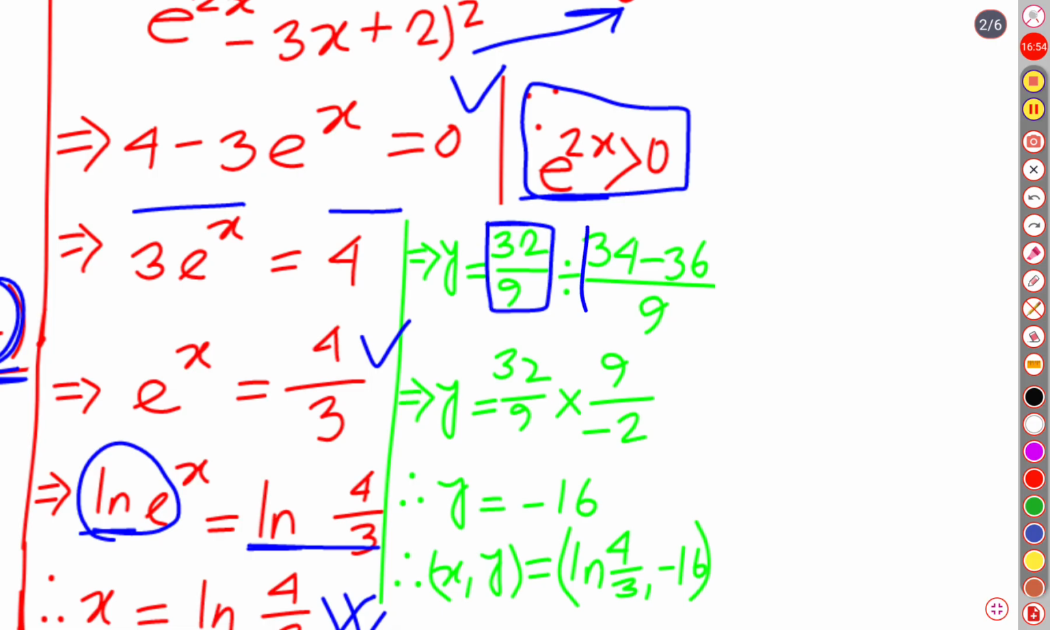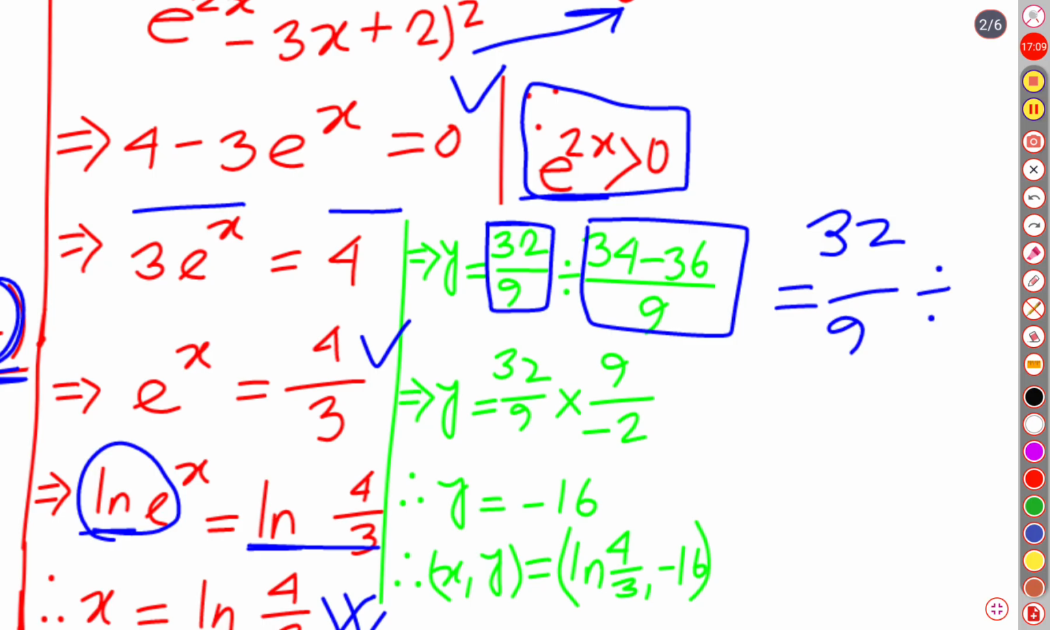In the second fraction, 34 minus 36, or if you write it in another way, it may be 32 over 9 divided by numerator is what? Negative 2 over 9. So this division symbol has been turned to multiplication symbol, and the immediate next fraction has been reversed. It has become reciprocal.